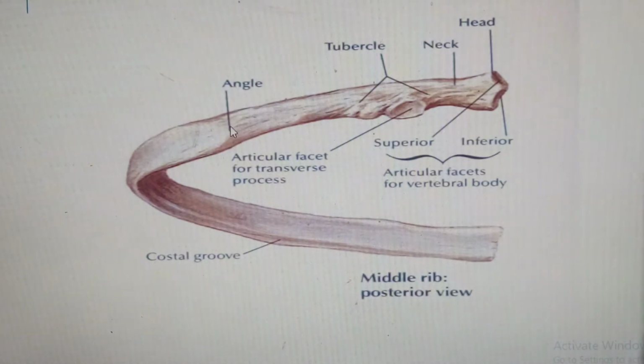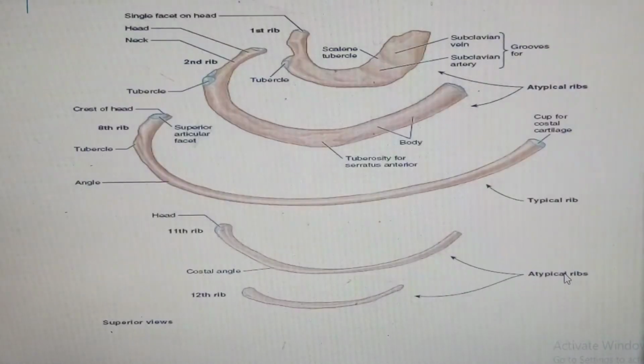And then this is the angle, and then of course, we have this groove below it. So these are the features that we want to see in a typical rib.